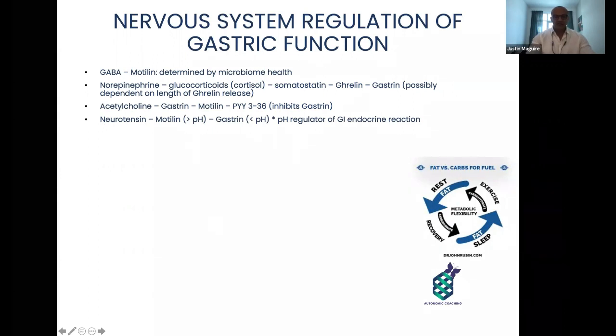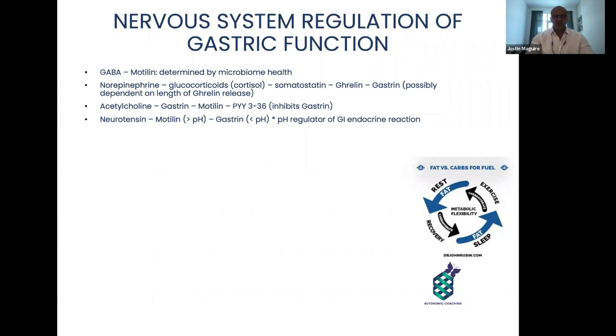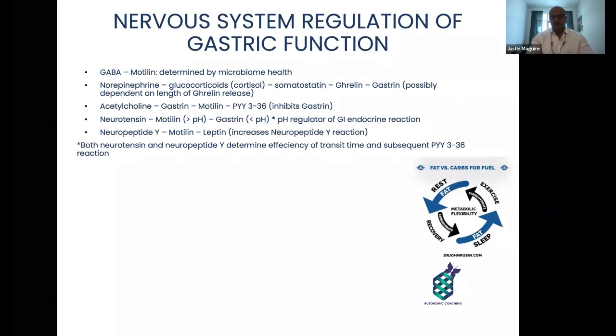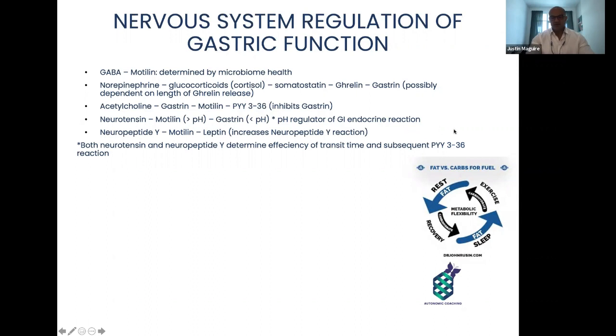Neurotensin increases the release of motilin, which is over a certain particular pH. It reduces the release of gastrin, and it regulates basically the different pH variables between the upper and lower gastrointestinal tract. Neuropeptide Y also increases the release of motilin. It also increases leptin sensitivity and neuropeptide Y reaction. Both neurotensin and neuropeptide Y determine the efficiency of transit time and subsequent PYY336. So PYY336 is very, very important in the utilization of electrolytes in the body, but also trace elements in the body. So this is a very important hormone that we can actually utilize as a peptide in specific cases where we suspect or consider that there's an issue of large or lower intestinal hydration.